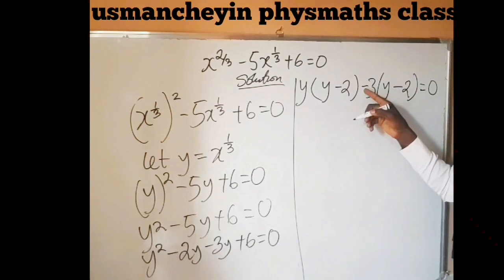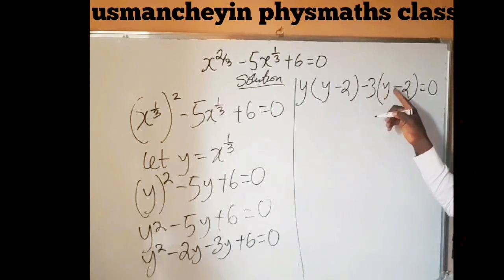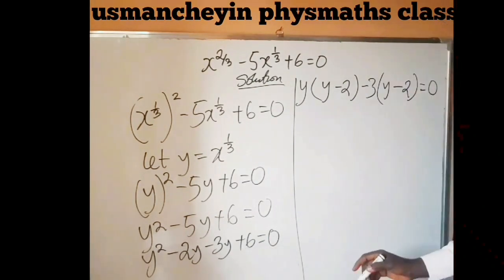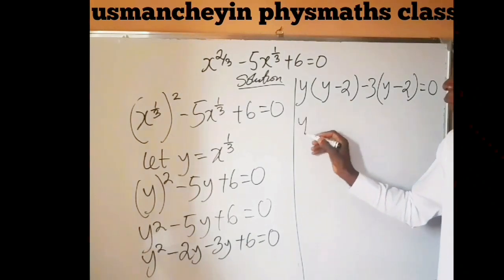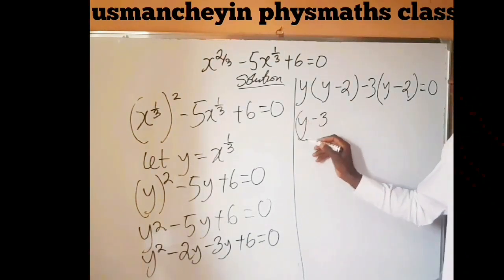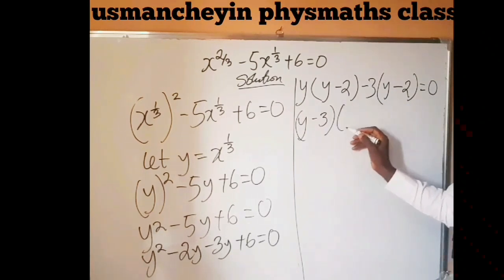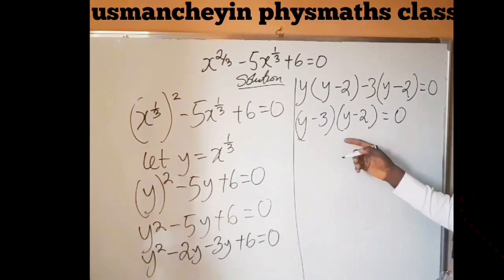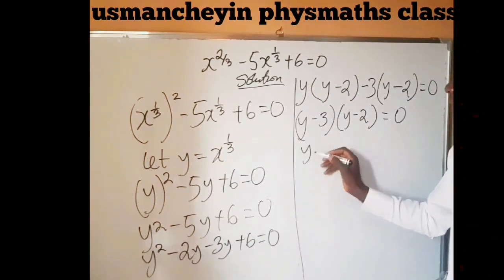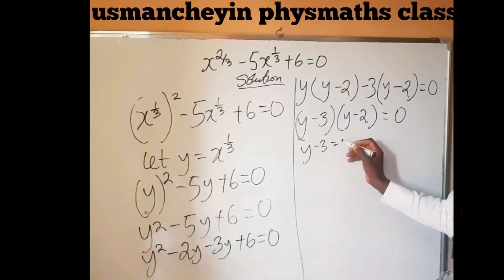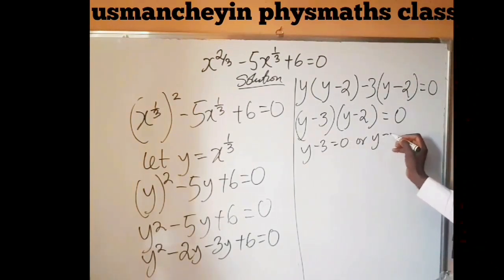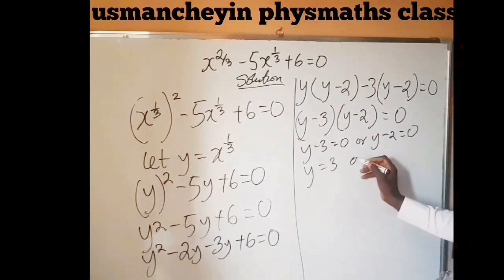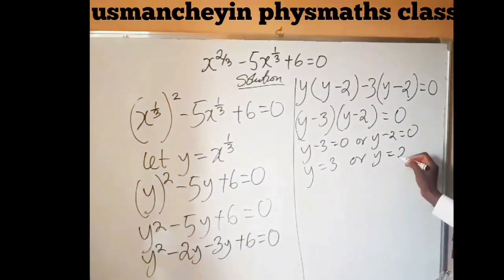So minus times minus, or negative times negative here, will give us back the positive that is here, all right? So the brackets are the same, so we have y minus 3 into open bracket y minus 2, close our bracket, equals 0. So at this very point, it means that y minus 3 is equal to 0, or y minus 2 is equal to 0. So our y will be equal to 3, or y will be equal to 2.